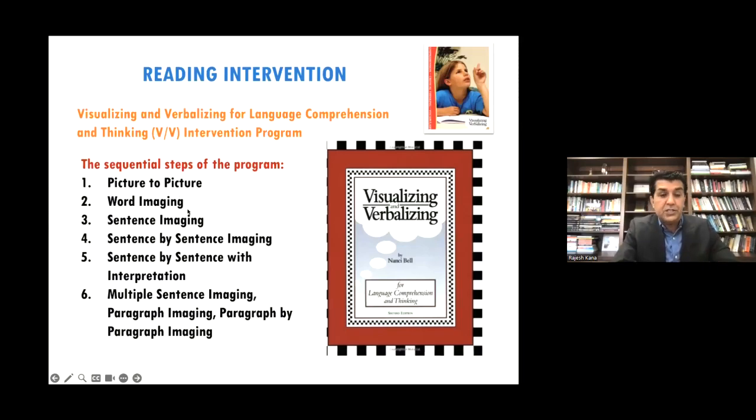So the intervention goes through several different steps in the program, like picture-to-picture imagining, word imaging, sentence imaging, sentence-by-sentence imaging, sentence-by-sentence with interpretation, multiple sentence imaging, paragraph imaging, and paragraph-by-paragraph imaging. So if you look at 1 to 6 there, you can start from the basic simple unit and build up on that to get to the paragraph and interpret things which are more complex. So that's the mechanism, or the internal process, in the visualizing and verbalizing intervention.